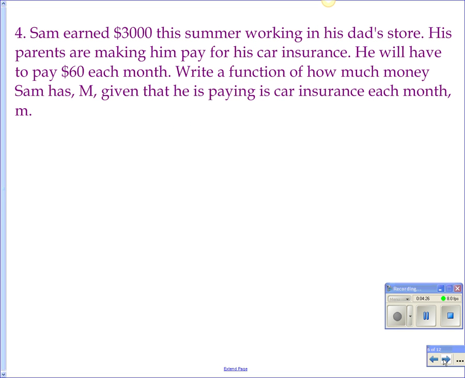Number 4, Sam earned $3,000 this summer working in his dad's store. His parents are making him pay for his car insurance. He will have to pay $60 each month. Write a function of how much money Sam has M, given that he's paying car insurance each month M. Andrew, what should I circle? What does it want me to do? Odin, what am I writing a function for?